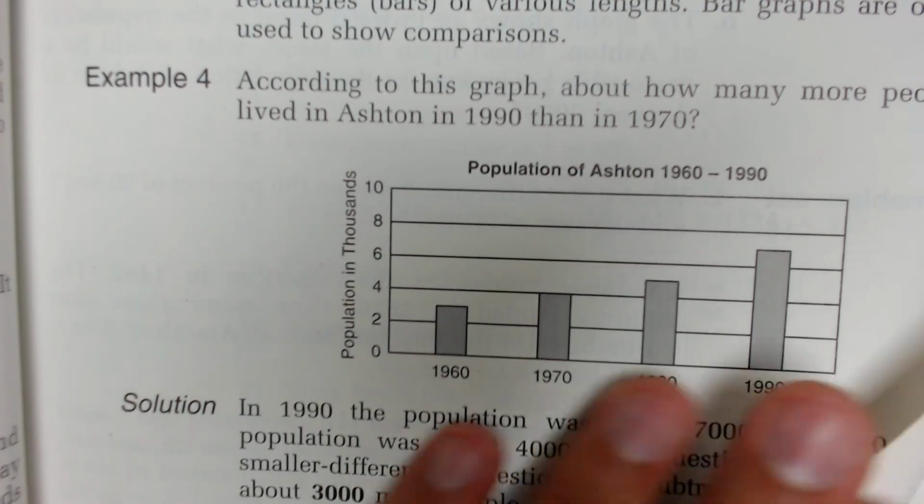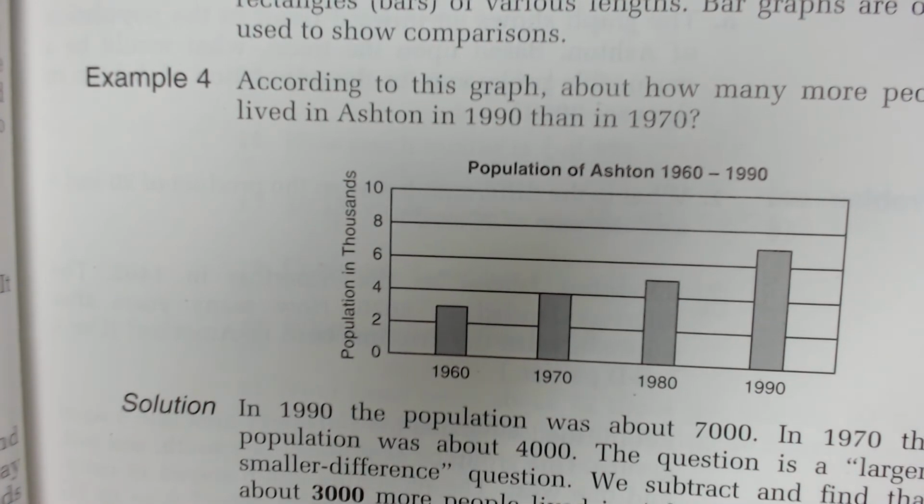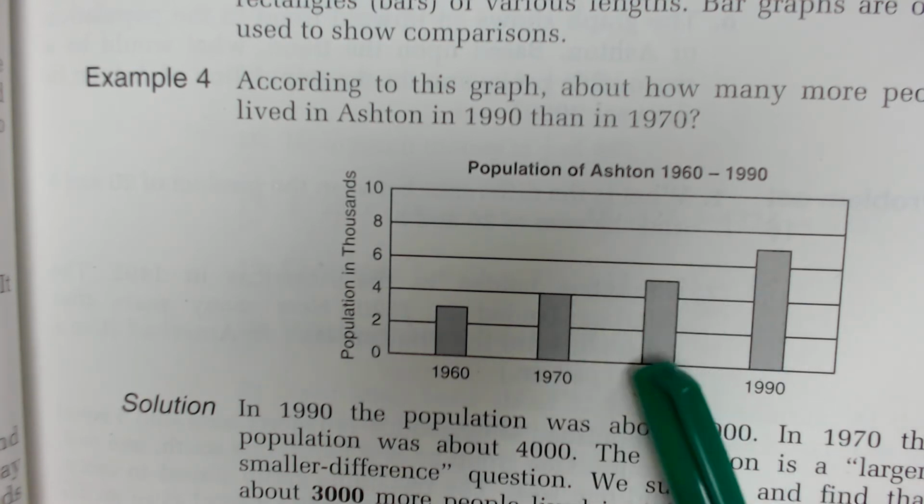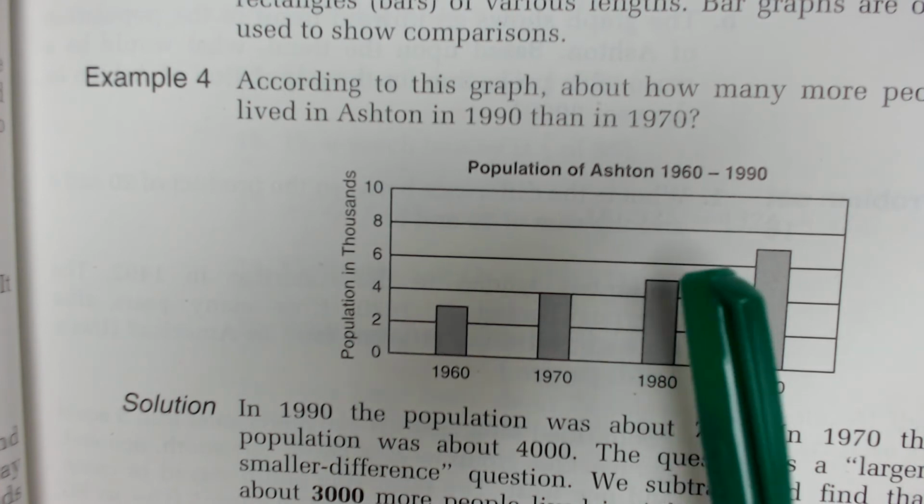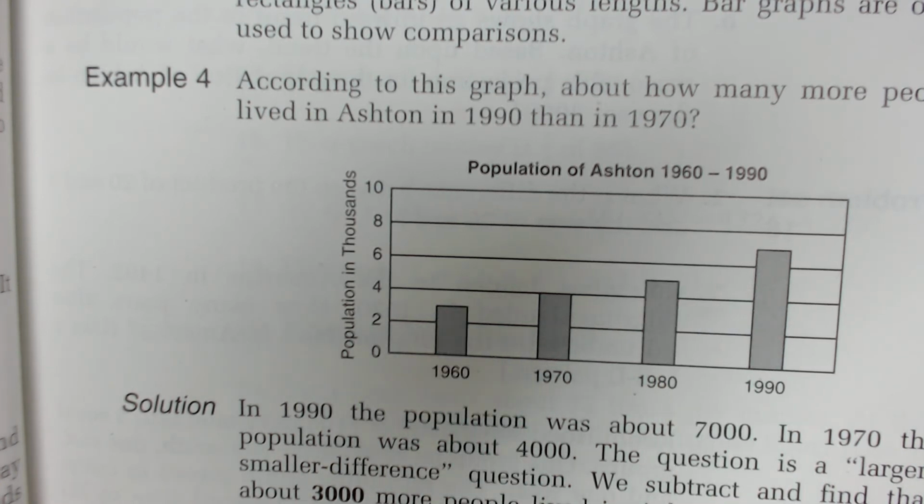The information all around it is very important, and you can use this bar graph to answer questions. They can even do larger, smaller difference questions. Like, for example, they could say, how much larger was the population in 1980 than in 1960? So what we'd do is we'd look at 1980, we'd see the population here is 5,000. In 1960, it was 3,000. We'd say 5,000 minus 3,000 is equal to 2,000, and then we have our answer. So that's how you read a bar graph.